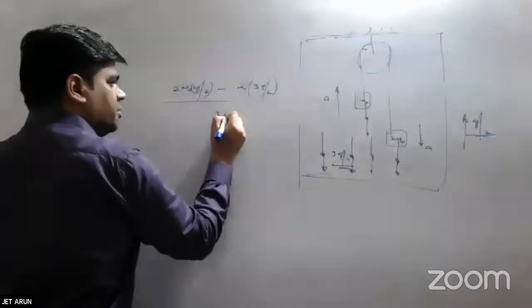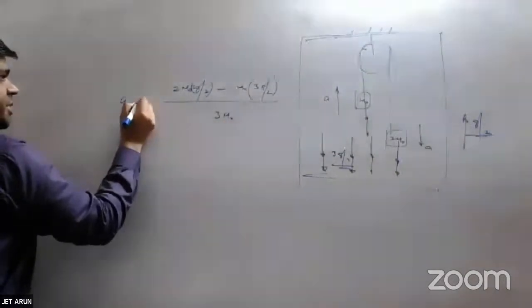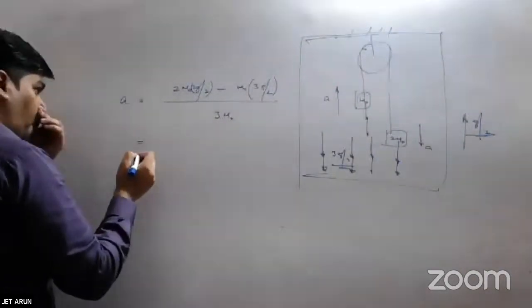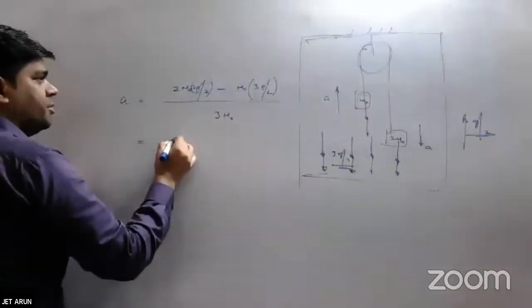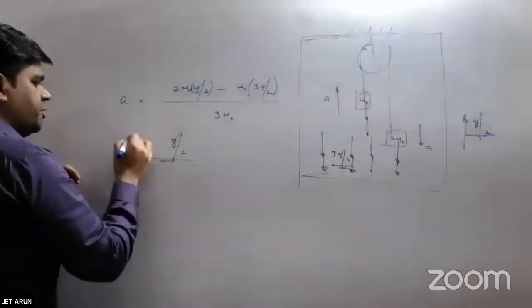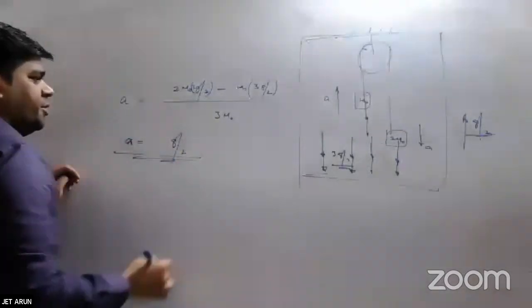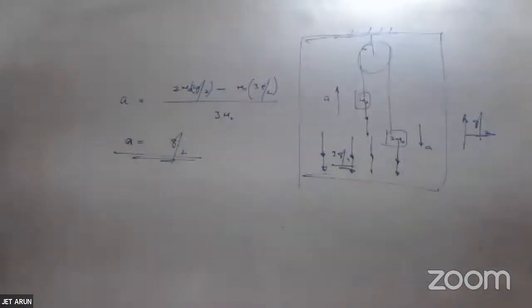by 3m is my acceleration A. That would be 2m naught minus m naught, 3g by 2, over 3m naught, giving g by 2. Check if the calculation is correct. Check if the simplification is correct. Is it g by 2 or g by 3 or what is it?